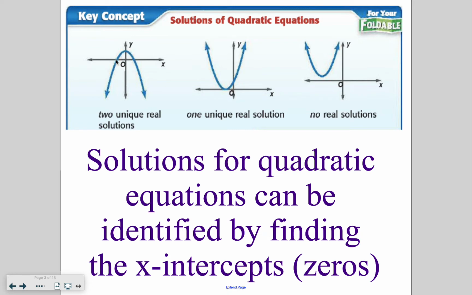The first one is that there are two real solutions. So your U shape, whether it's going down like this one, or if it turned and went up, opened upward, it crosses the x-axis at two distinct separate points. Another option is for it to just hit once. This one shows it opening up. It could also be the same opening down. It just hits at one particular point.